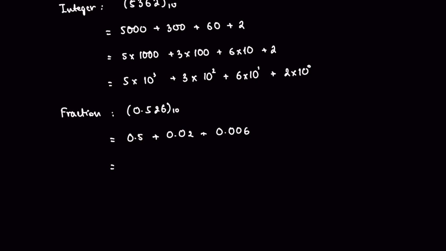So 0.5 can be written as 5 times 10 to the negative 1, plus the next number, which is 2 times 10 to the negative 2, plus 6 times 10 to the negative 3. So we again show that this number can be written as some combination of base 10.